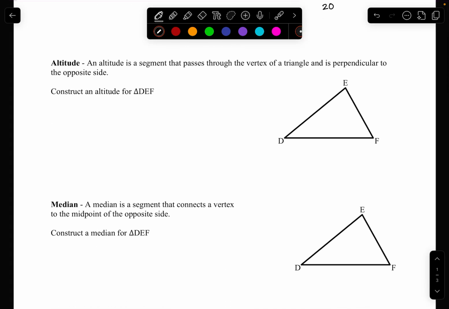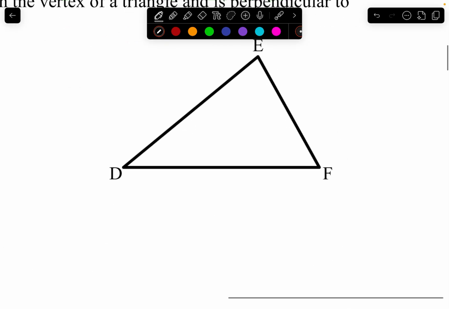All right, an altitude. An altitude is a segment that passes through the vertex of a triangle and is perpendicular to the opposite side. This one's nice and easy. When you have an altitude, it's always going to be a vertical line, always. And this altitude is always going to be perpendicular to the side that it touches on that triangle, okay? Altitudes and medians look very similar, but they are not the same thing. So you need to remember that altitude is straight up and down, it's always vertical, and it's always going to be perpendicular.